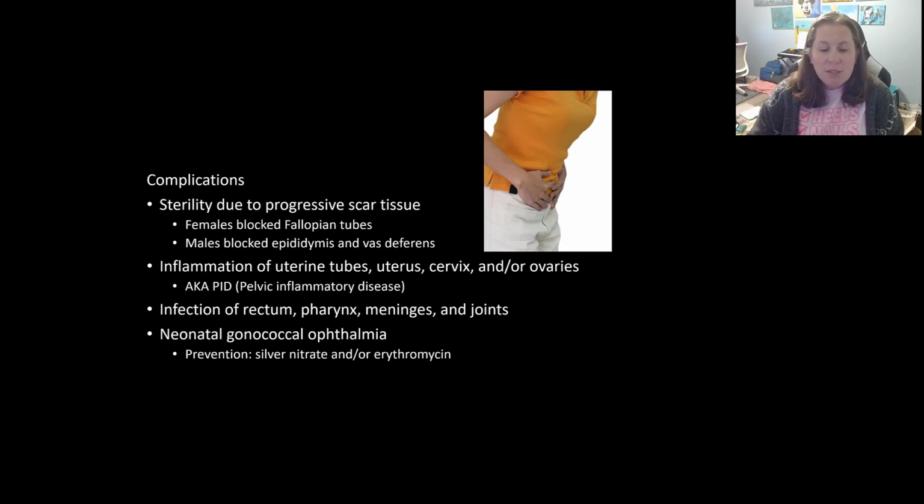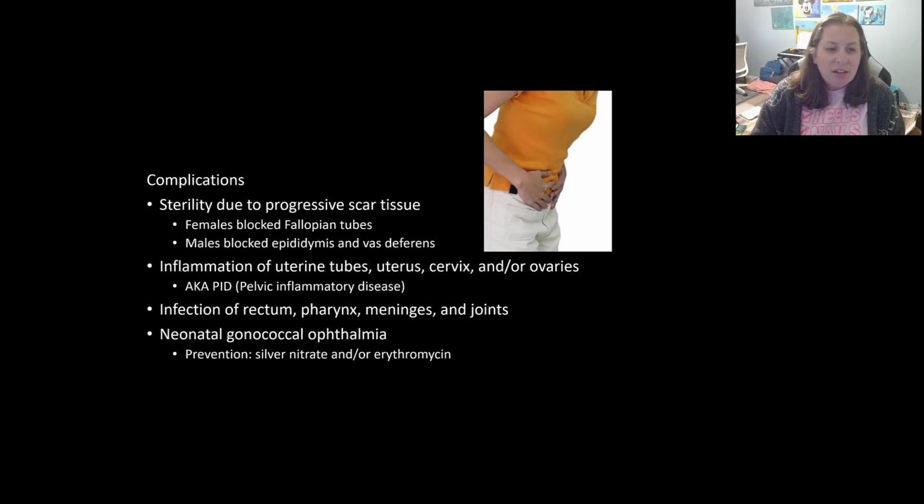Inflammation of the uterine tubes, the uterus, the cervix, and the ovaries is also what's called PID, or pelvic inflammatory disease. This infection can also spread to the rectum, the pharynx, the meninges, and the joints. There is also the neonatal gonococcal ophthalmia we talked about earlier, where it can affect the eyes.